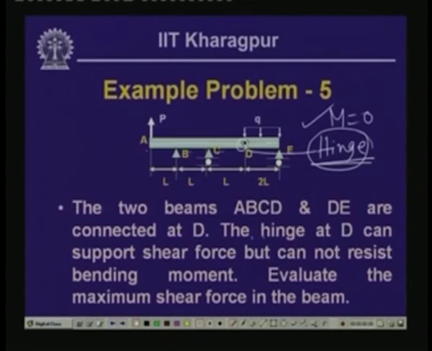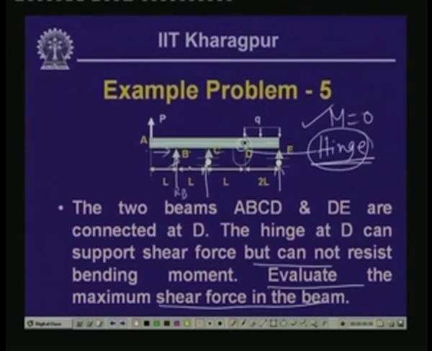So, what we need to do is find out the maximum shear force in this particular beam. Now, here again what you need to do is take the support reactions. Here we have the vertical force, which is RB, and the horizontal one, which is HB. Here you will have RC, here you will have RE.